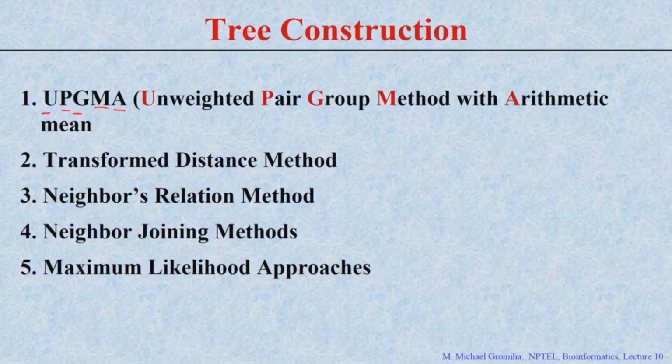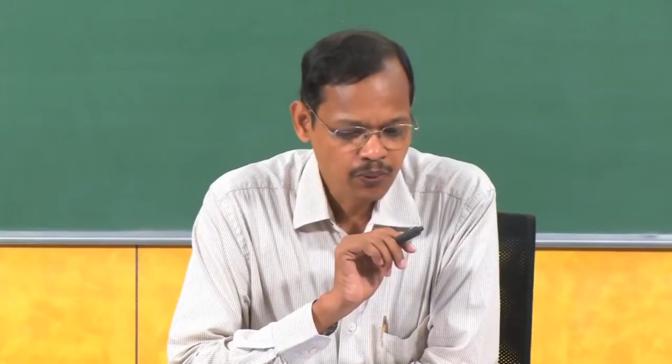There is the transformed distance method, the neighbor relation method, the neighbor joining method, maximum likelihood approaches and so on. So they developed several approaches to construct trees. We will see how to construct trees based on UPGMA and what principles are used in the other types of methods. It is a statistically based method.